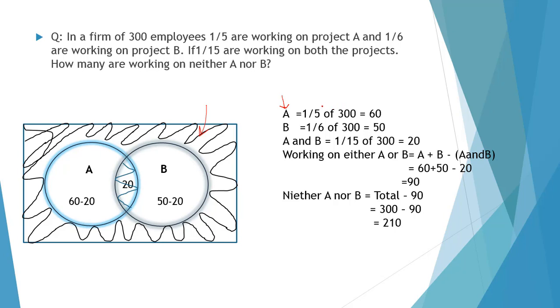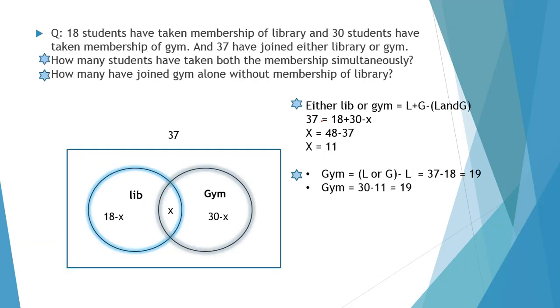You know it, 1/5 of 300 means if we divide 300 into 5 equal parts, then we are actually taking one part. 5 times 60 is 300. Calculating the other two in the same way, plug in the formula to get A or B, then subtract 90 from the total, giving 210. Next question. 18 students have taken membership of the library and 30 students have taken membership of the gym.